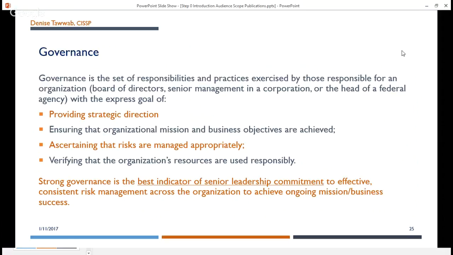Strong governance is, in fact, the best indicator of senior leadership's commitment to effective and consistent risk management across the organization. So when an organization takes the time to put a governance program in place, it becomes clear to everybody that, okay, they are serious about this. And this is key to making sure that you can do risk management in your organization. If you don't have buy-in from the top and leadership, it's going to be very hard to get anything done in this area.